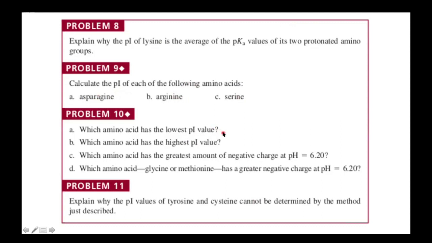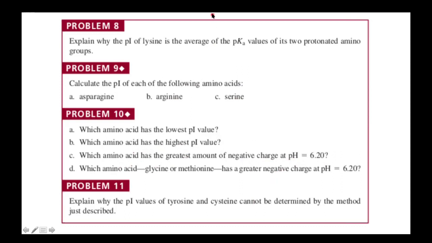So definitely the acidic one will always have the lowest pI value. Which amino acid has the highest pI value? You have to mention one basic amino acid. Give an example of a basic amino acid. Which amino acid has the greatest amount of negative charge at pH 6.20? So you just calculate and try to figure out all the equations.